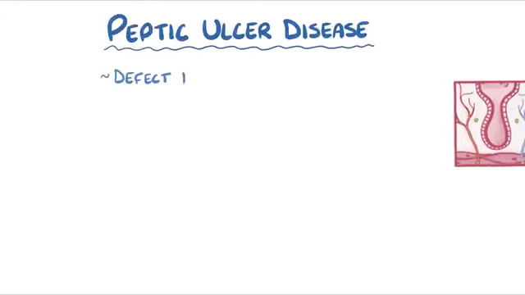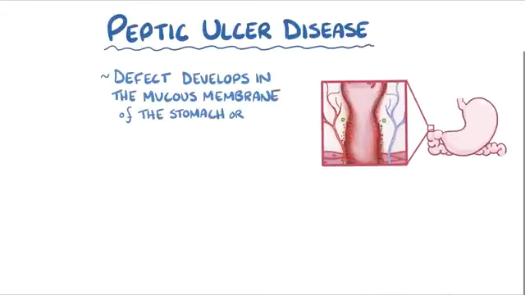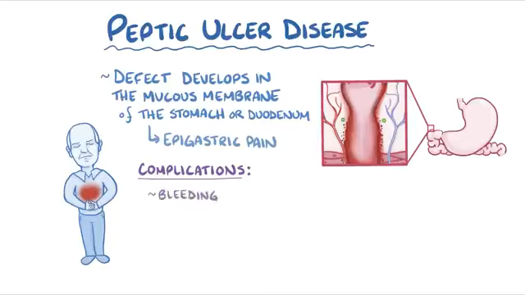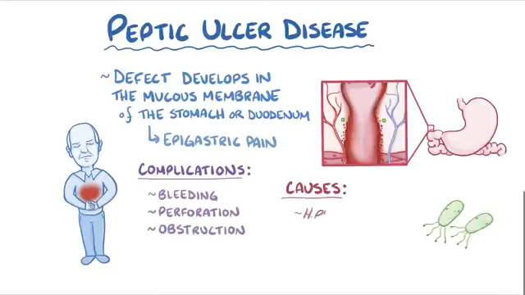Alright, as a quick recap. Peptic ulcer disease is when a defect develops in the mucous membrane of the stomach or duodenum, and this causes epigastric pain. Occasionally, they can cause complications like bleeding, perforation, and obstruction. In a lot of cases, they're caused by an H. pylori infection, or the use of NSAIDs.